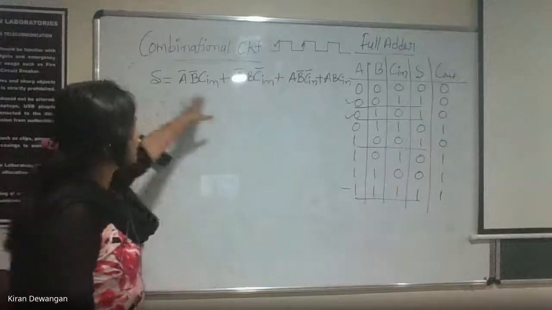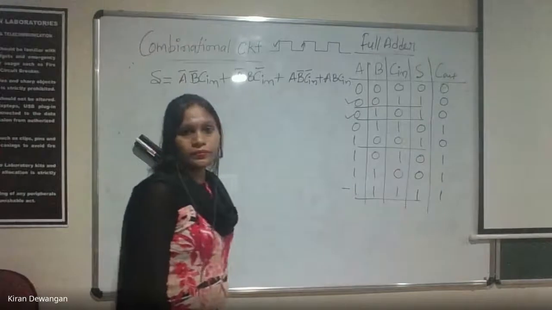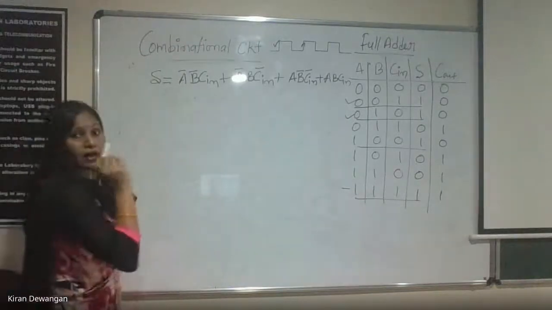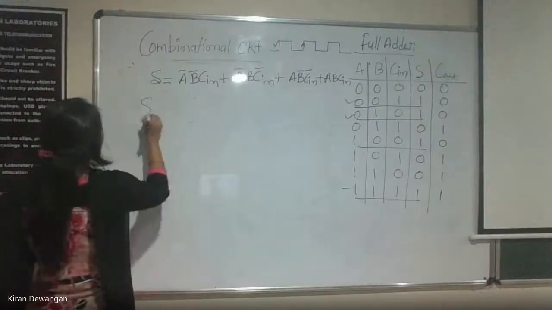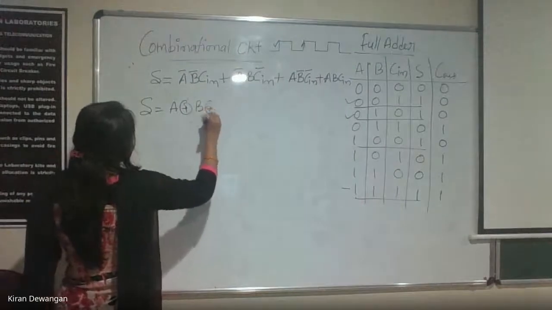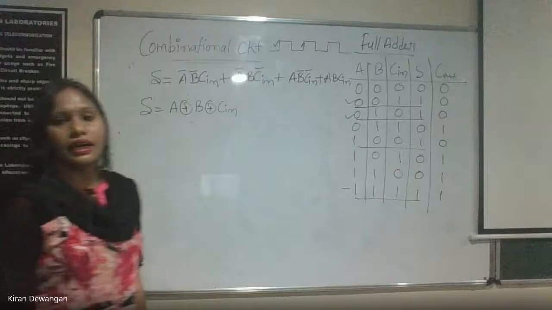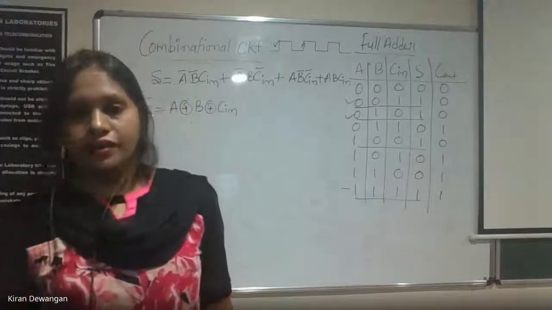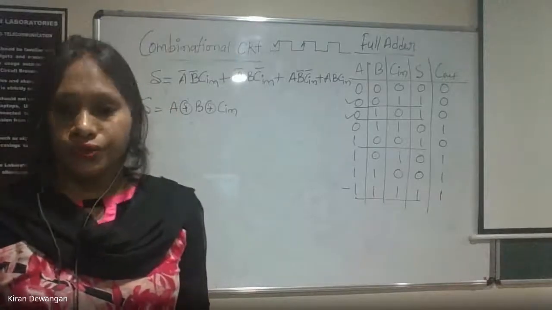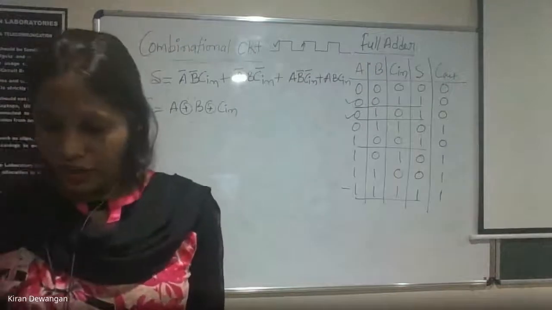ठीक है? But this is the expression first we'll write down as we have got from this one. Now after reduction ये reduce हो जाएगा, वो आप खुद करोगे. Sum is A XOR B XOR C in. Directly we can write A XOR B XOR C in. Now give me the expression for carry out also. Carry out का expression लिखो जल्दी से. For full adder.